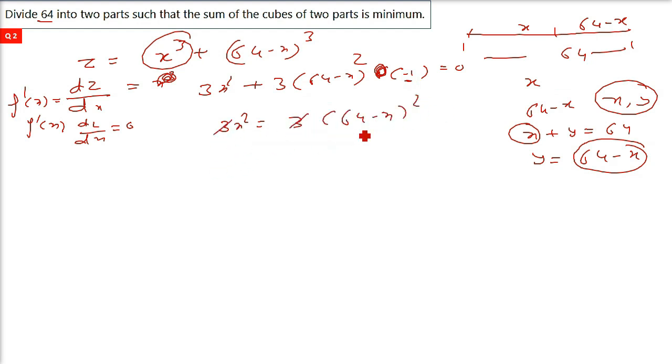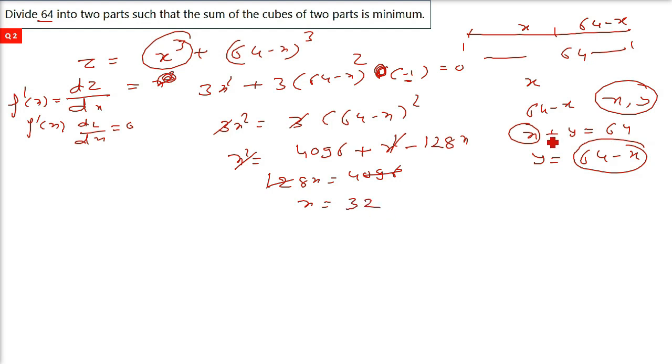Now what will be the better way? Just cancelling this 3 and solving, or there can be some other way also. I'm just expanding it. 64 minus x whole square: 64 square is 4096, x square is x square, and minus 2 into 64 into x is minus 128x. When we cancel the x squares, we'll get x as 4096 by 128, and that will give you 32. The other number will be y equals 64 minus x, so 64 minus 32 is again 32.